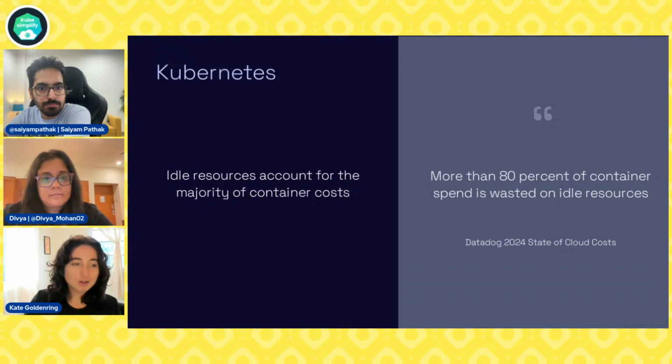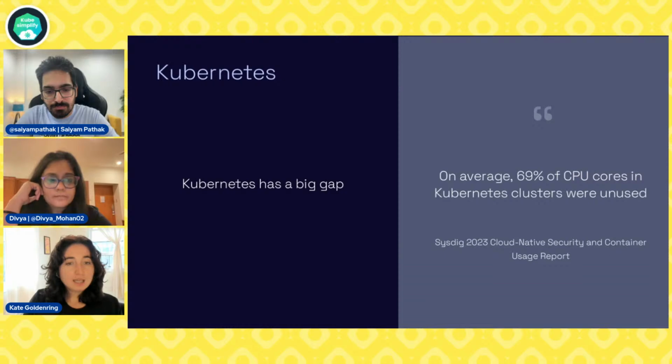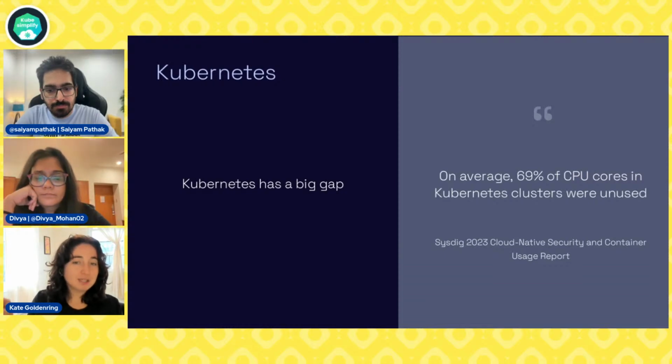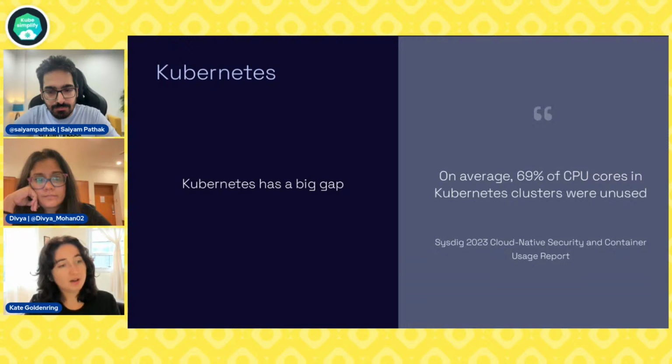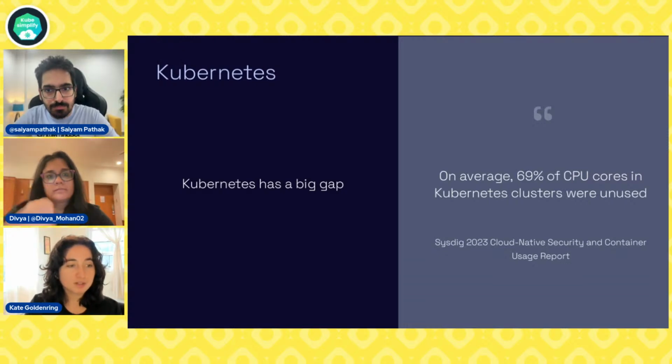And Kubernetes in general, because we're talking about cloud native stuff, has an issue with resource usage. 80% of container spend is wasted on idle resources, and part of that's because of improper resource requests on containers. And then finally, 69% of CPU cores in Kubernetes were unused. So that is just not a great number when it comes to resource usage.